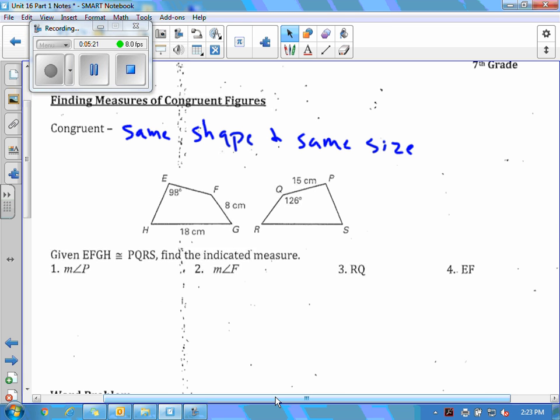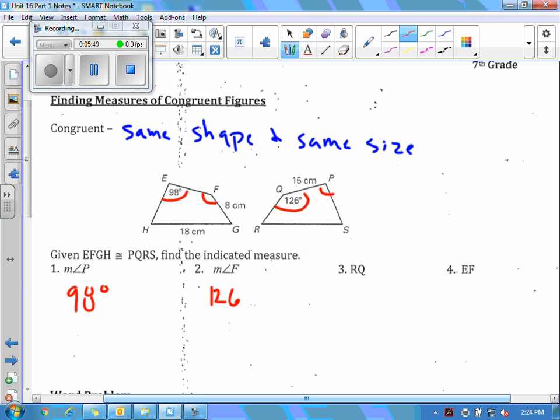So for these questions, it says given EFGH is congruent to PQRS, find the indicated measure. So the angle P is what we want to find, which is this angle right here. So angle P would match up with angle E, so we know that's going to be 98 degrees. We want to find angle F, which corresponds to angle Q, so that's going to be 126 degrees, again because they're congruent. We want to find RQ, which matches up with FG, so that's going to be 8 centimeters.